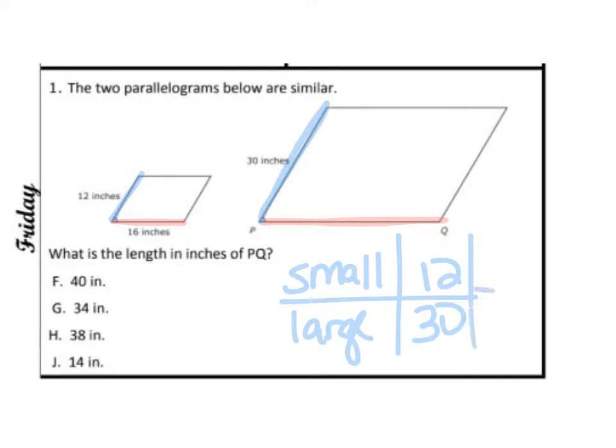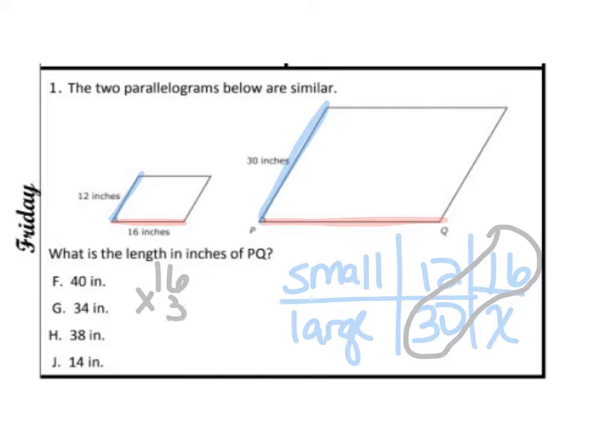On the small figure, you have 16, and the corresponding side in the large one would be PQ, which I'm going to just write as X. So now all I have to do is cross products. So 30 times 16, so you bring the 0 down. 3 times 6 is 18. Carry the 1. 3 times 1 plus 1 is 4. So it's 480. Is that my answer?